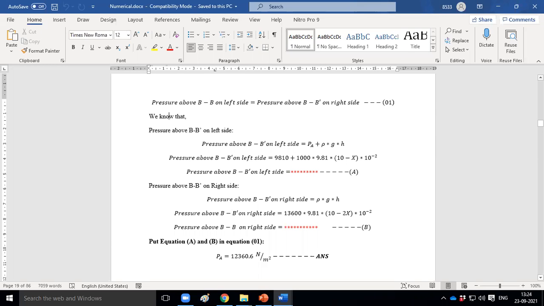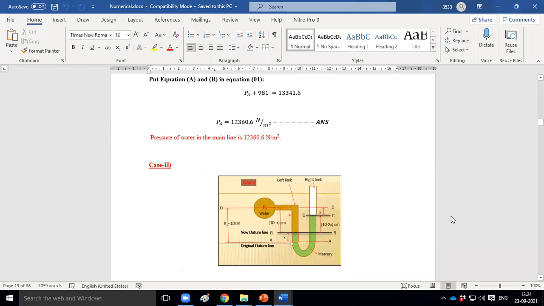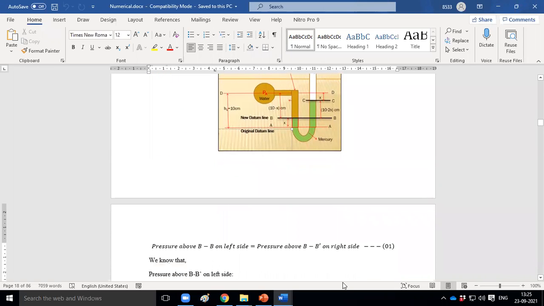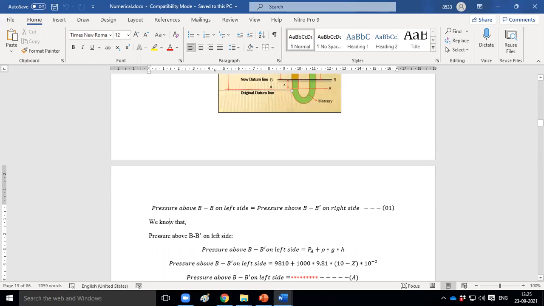Then we know the pressure above BB on left side. First of all, tell me how many fluids are above the datum line on left side? One fluid. Which one? Water. So what will be the equation? Pressure above datum line BB on left side. Start from the center of pipeline and come to the datum line. Tell me the equation. PA plus rho GH. And that rho GH is for which fluid? Water.